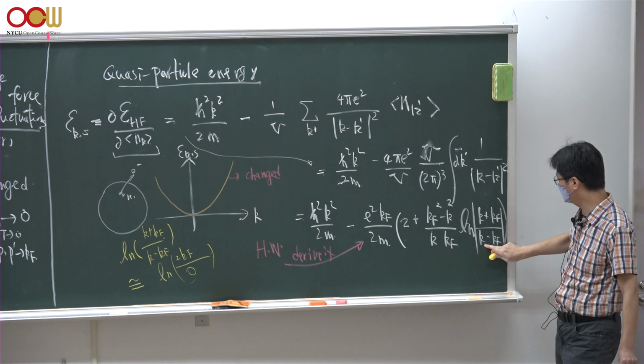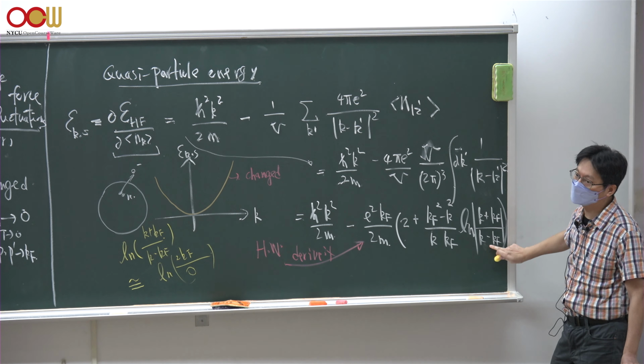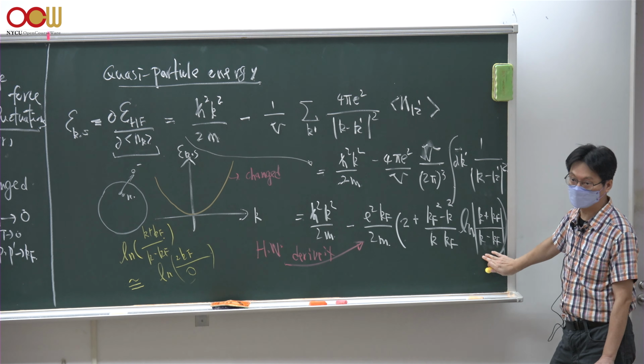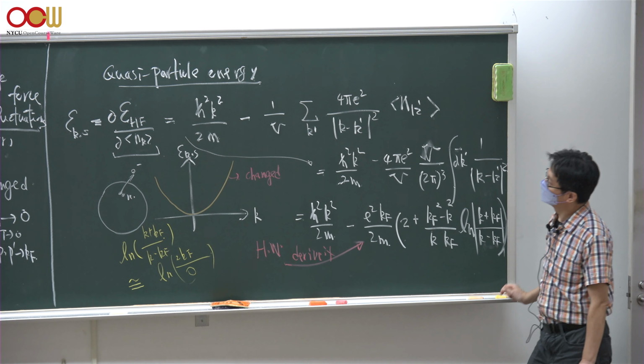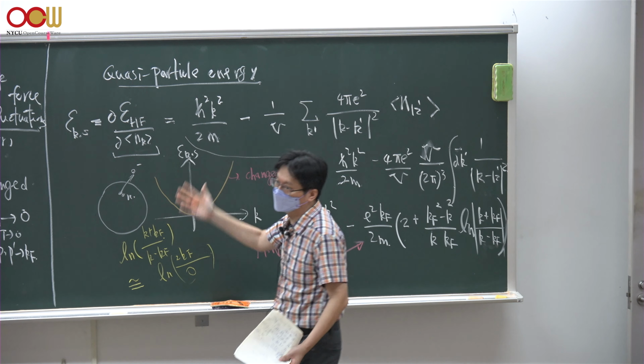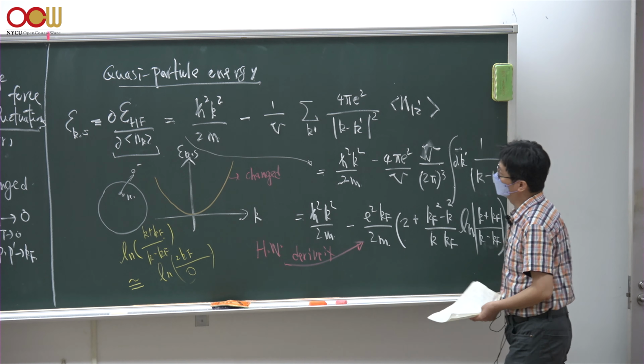Okay, so when k is very close to kF, you get a very, very singular logarithmic divergent term from this. Therefore, you immediately see that this consequence of the Hartree-Fock treatment is the singular behavior of a quasi-particle energy near this Fermi surface. Very singular. So let me finish and reorganize everything.